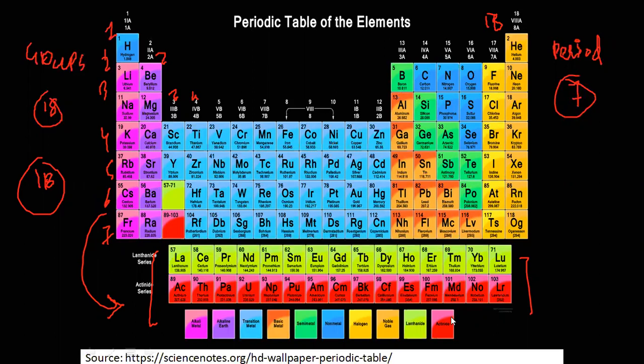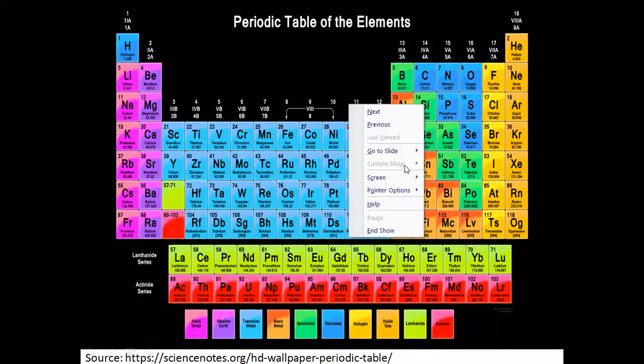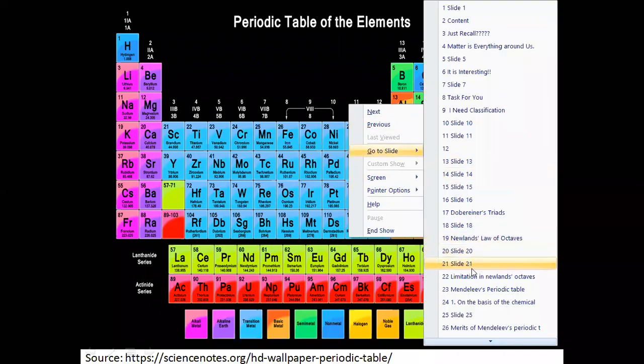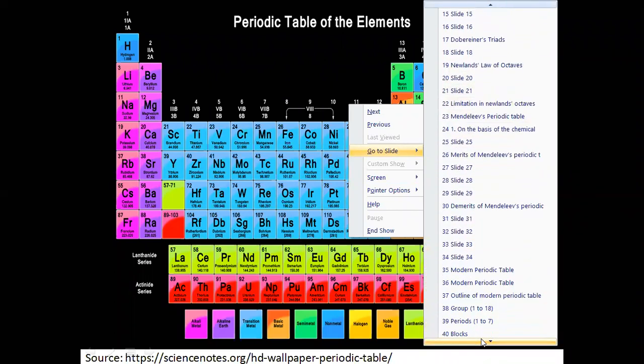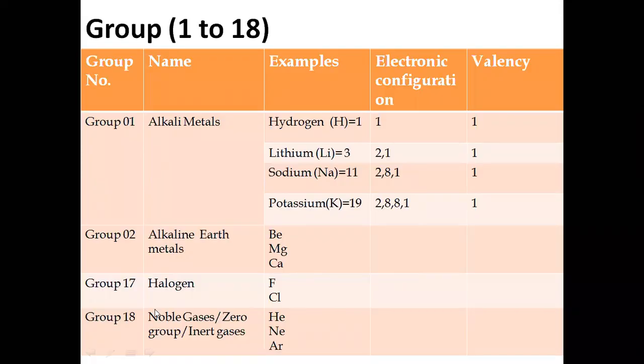So let's begin with the detailed discussion regarding groups. How many groups are there? There are 18 groups in the modern periodic table. Among these 18 groups, we are going to discuss only 4 groups in this part. Which are those 4 groups? Those 4 groups are group number 1, alkali metals, group number 2, alkaline earth metals, group number 17 and group number 18. So I made one table here. Please try to concentrate: group number 1, group number 2, and group number 17 and 18. These 4 we have to study as far as the groups are concerned.